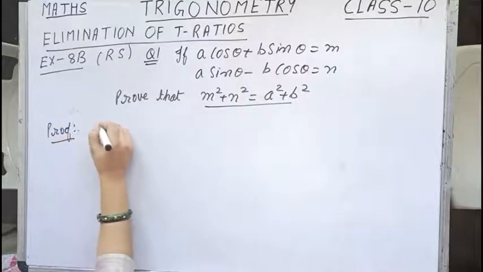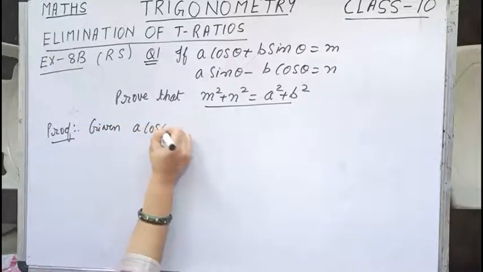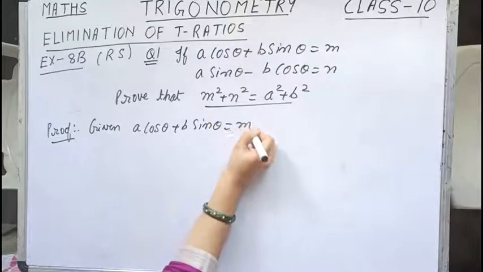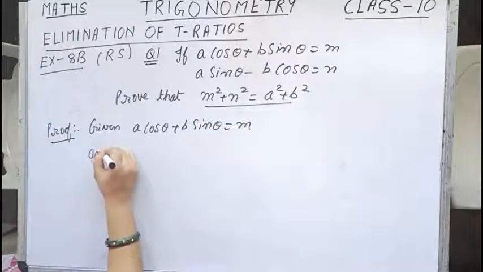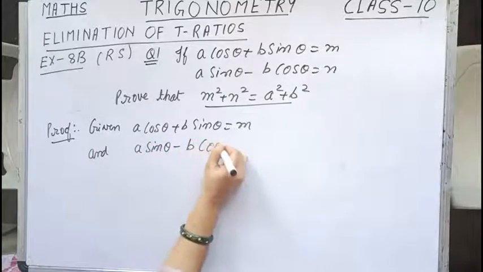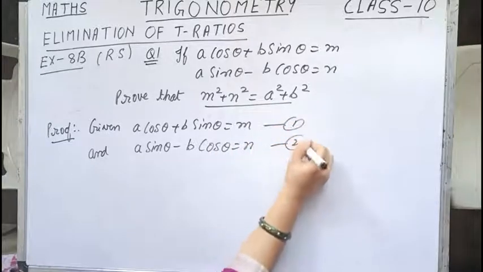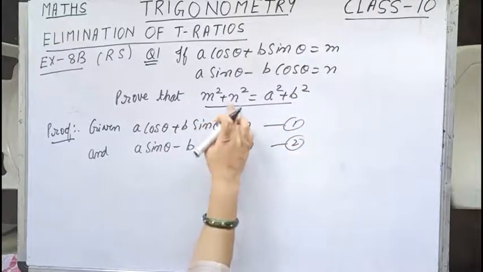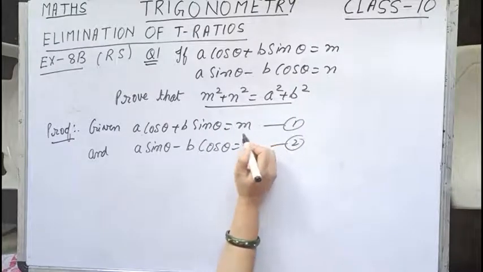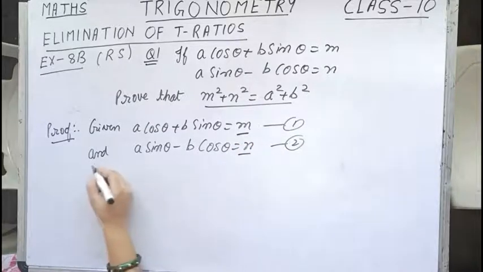Proof. Given a cos theta plus b sin theta equals m and a sin theta minus b cos theta equals n. Let us make it equation number 1 and this one equation number 2. Now obviously m square plus n square is asked. So no utilization of the cerebrum is needed here. Directly squaring and adding equations 1 and 2 we will be doing.